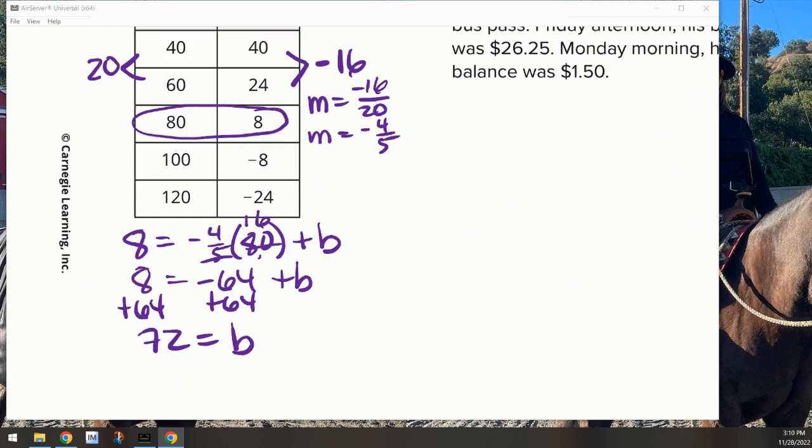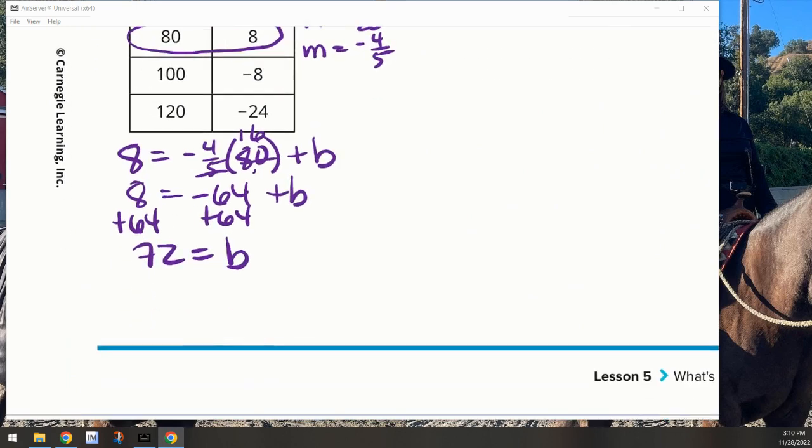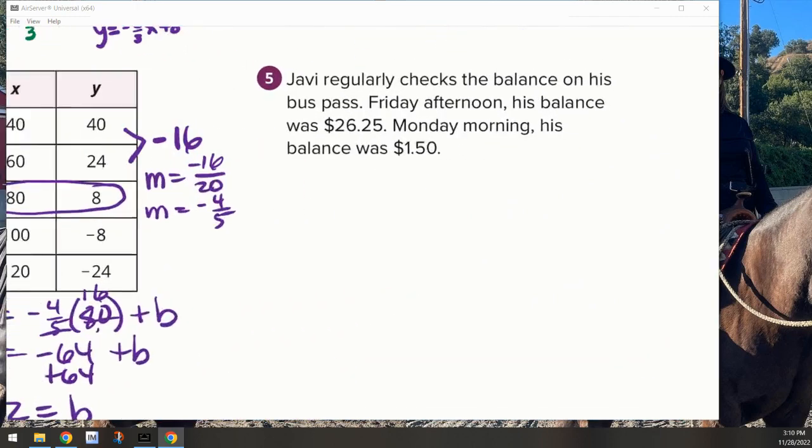Oh, okay, I'm fine. Y equals negative 4/5 x plus 72. I was looking at the wrong thing. That's why. Okay, so then next I'm going to look over here.